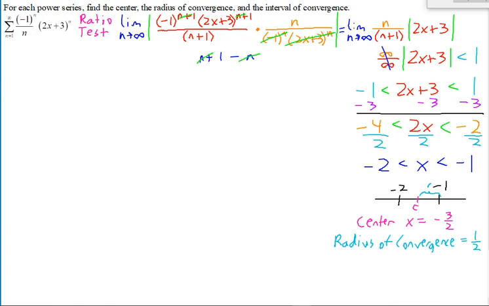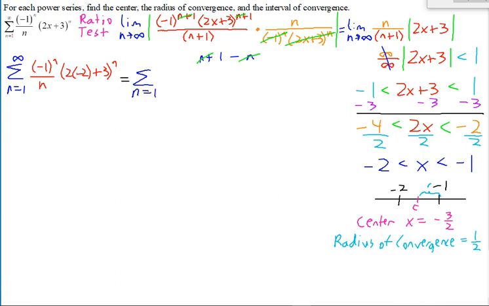So let's start with negative 2. So we have the sum from n equals 1 to infinity, negative 1 to the n over n, and then we're going to plug in negative 2 for the x right there. And let's try to simplify this, so we can see what test would work best.